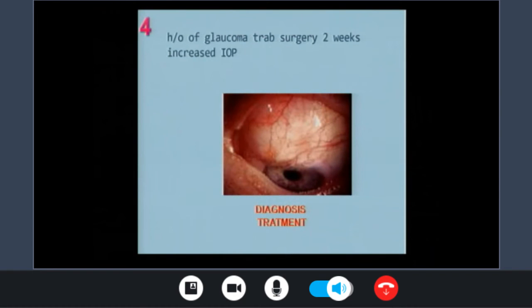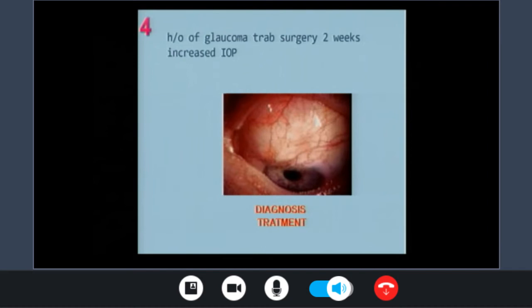There is a history of glaucoma trabeculectomy surgery 2 weeks ago and the intraocular pressure increased. From this picture, what is your diagnosis? And again, what is your management? 2 weeks after trabeculectomy, you have this picture. What is the diagnosis? What is the treatment? Is this easy? History of glaucoma surgery, trab. Diagnosis, treatment. Very simple.